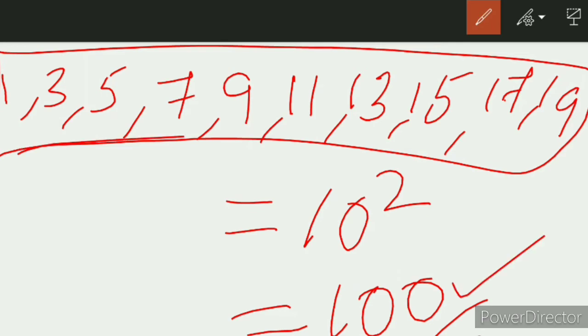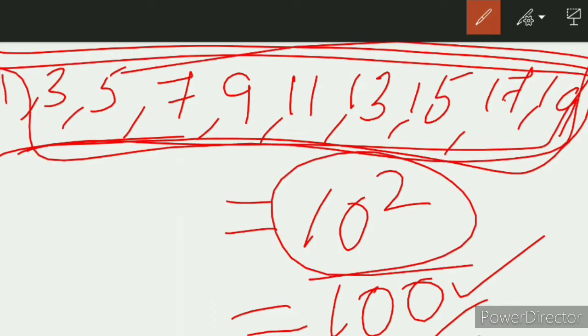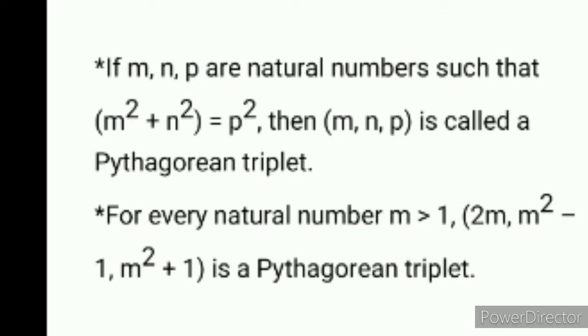No need of counting. We can use this condition. The sum of the first 4 odd numbers, that is 4 square, is 16. The sum of 7 odd numbers, 7 square equal to 49. No need of adding all these 10 numbers, 7 numbers, 9 numbers. Just use this formula. How many odd numbers are there? That's the square. Understand?